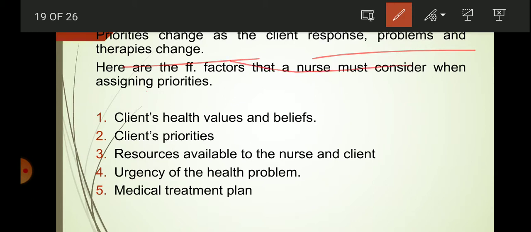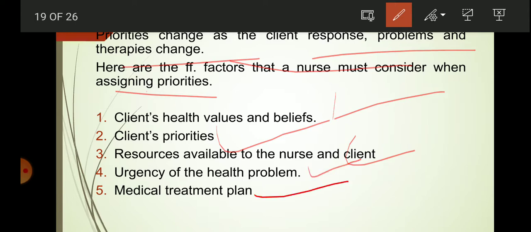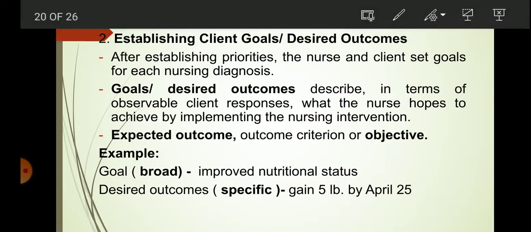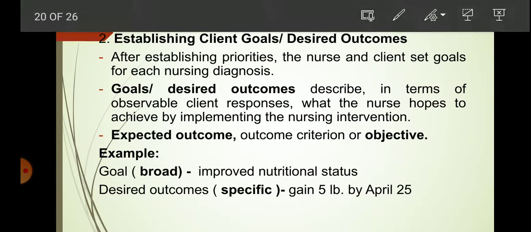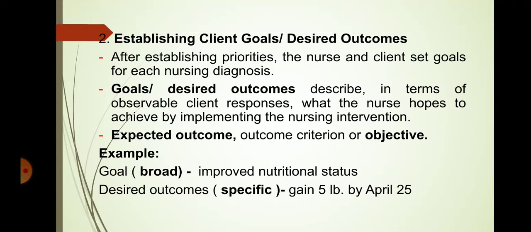Well, here are the factors that a nurse must consider when assigning priorities. Of course, client's health values and beliefs, client's priorities, the resources available in your unit, urgency of the health problem, and the medical treatment plan. Okay. Next, you establish client goals and desired outcomes. So how can you establish?